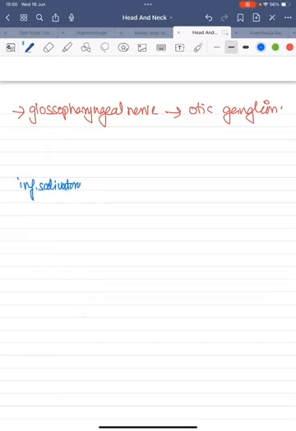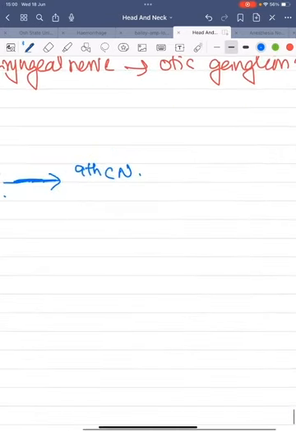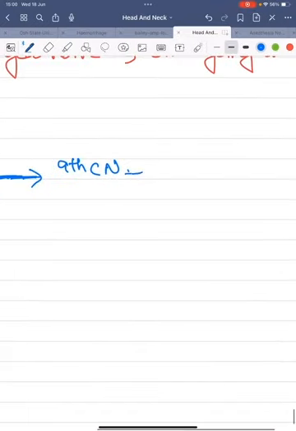Okay, inferior salivatory nucleus. From the inferior salivatory nucleus, fibers are coming out for the ninth cranial nerve. Which cranial nerve? That is the ninth cranial nerve. Now, ninth cranial nerve, please remember, it is giving a branch here. What is the name of the branch? It is giving a branch that is known as the tympanic branch. Okay, this is the tympanic branch.